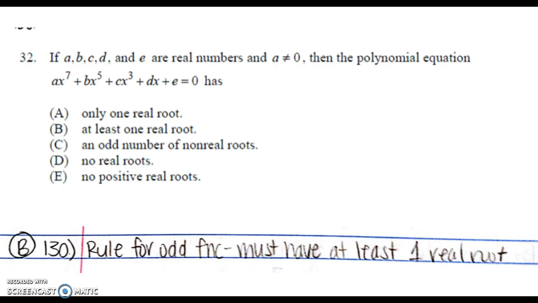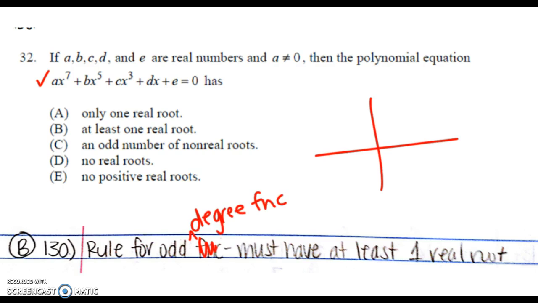It's a nice problem. A, B, C, D, and E are real numbers. A cannot equal 0, so it's telling you have a 7th degree polynomial. You have to decide one of these things. The rule for an odd degree function is you have to have at least one real root. So even if that's my 7th degree polynomial, it's guaranteed you're going to have at least one real root. Even degrees, you don't have to have a real root. There's a parabola, it's an even degree. It's not going to have a real root. So this is at least one real root.